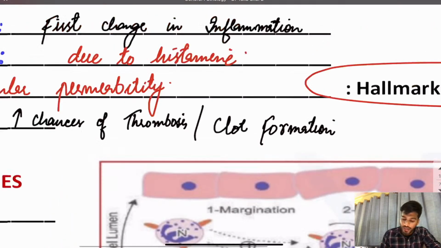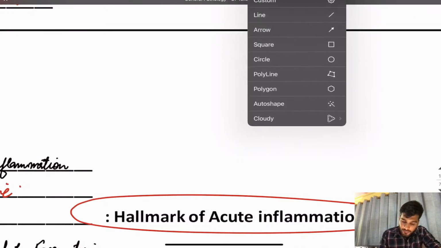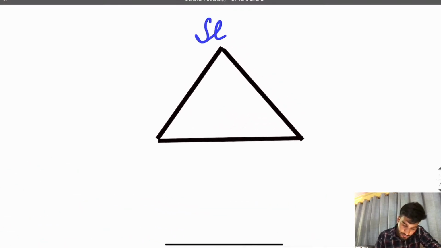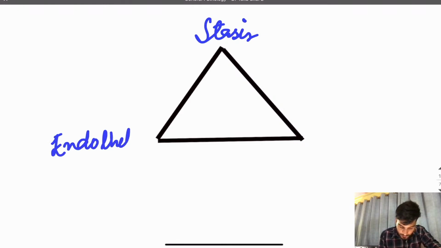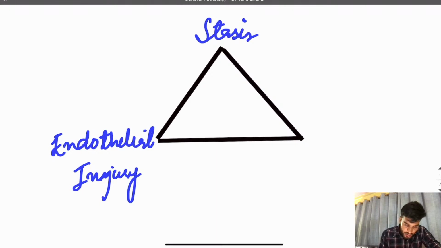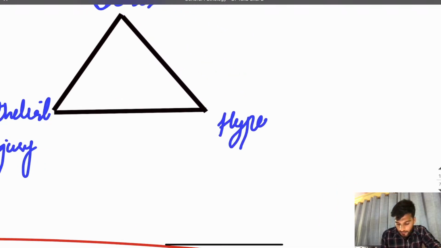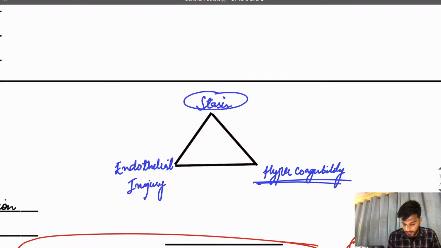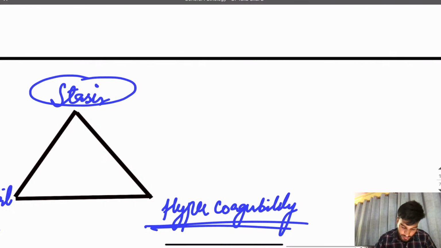And what is this triad? You remember, guys, it is called the Virchow triad. They can ask you which of the following is not a component of the triad. So what are the components? Stasis of the blood, endothelial injury, and hypercoagulability. This triad is called the Virchow triad.